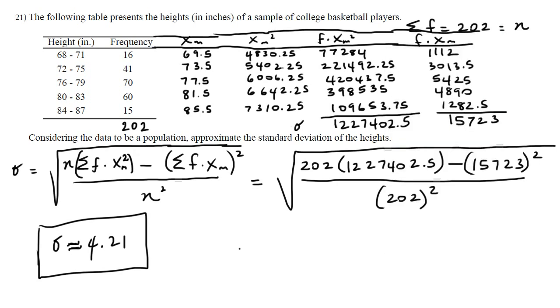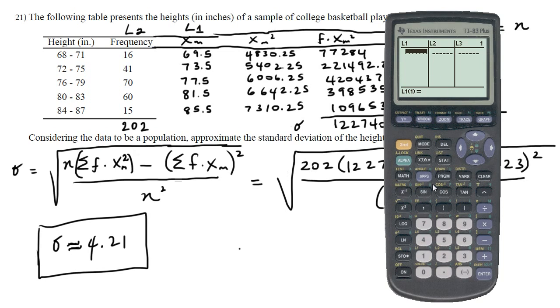The way that I'll do that is, this is just how I do it every time. I put my midpoints or my data in L1. And if I have frequencies or anything like that, I'll put them in L2. Sometimes you have data without frequencies. So I put the data always in L1. And if I have frequencies, I put them in L2. So my data goes in L1. That's the midpoint. 69.5, enter. 73.5, enter. 77.5, enter.